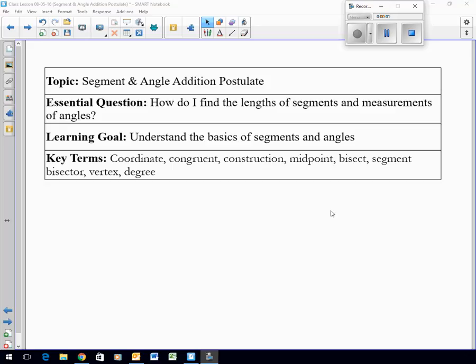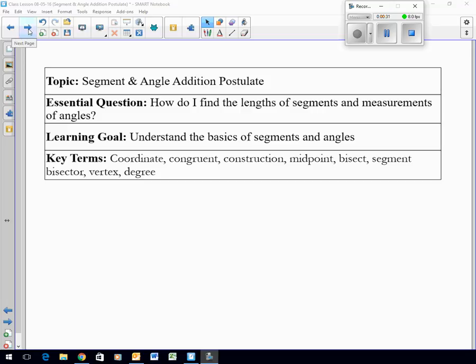What we got today? We got segment and angle addition postulate, our EQ. How do I find the lengths of segments and measurements of angles? All right, pretty simple. We're going to try and understand the basics of segments and angles today, and we're going to be talking about coordinates, congruency, constructions, and then midpoint, bisect, segment bisectors, vertex, and degrees.